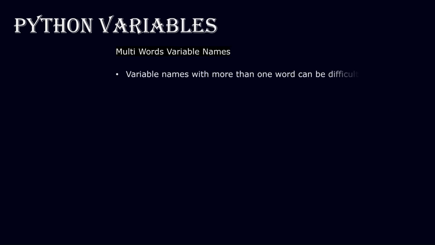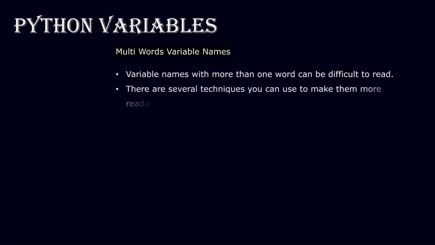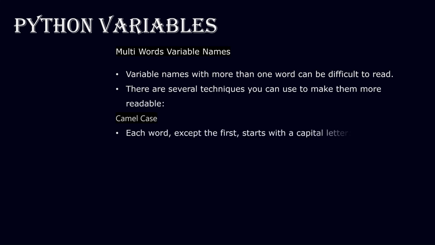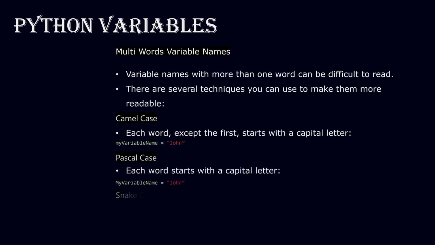Multi-word variable names. Variable names with more than one word can be difficult to read. There are several techniques you can use to make them more readable. Camel case: each word except the first starts with a capital letter. Pascal case: each word starts with a capital letter. And snake case: each word is separated by an underscore character.